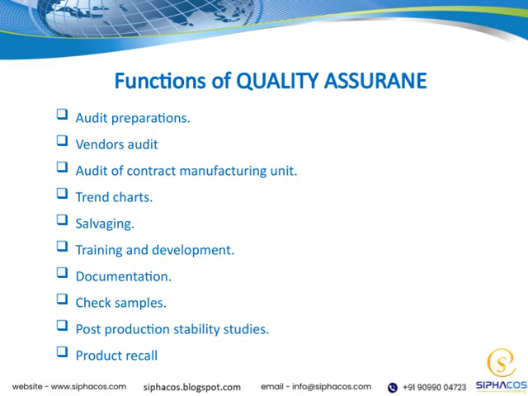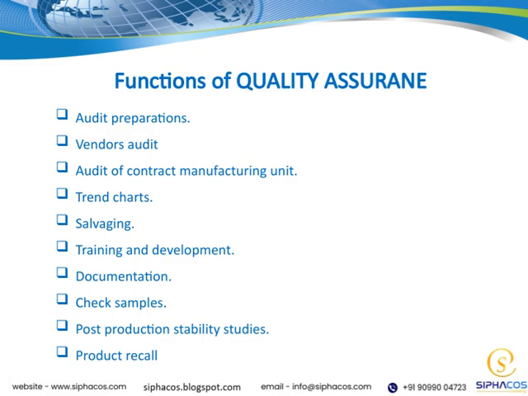Salvaging is another key aspect. It's about recovering and reworking products when possible to reduce waste and maintain quality. Training and development are ongoing efforts to keep our team knowledgeable about quality standards and best practices. Proper documentation is fundamental. Accurate records support traceability and accountability in all processes. Checking samples regularly allows us to verify product consistency and quality before they reach the market.